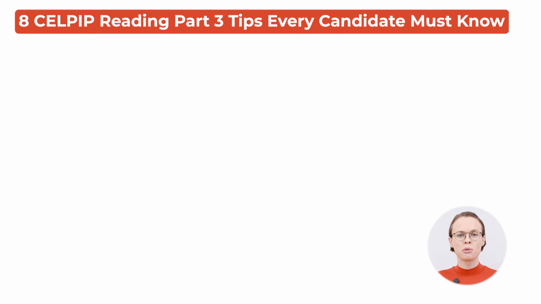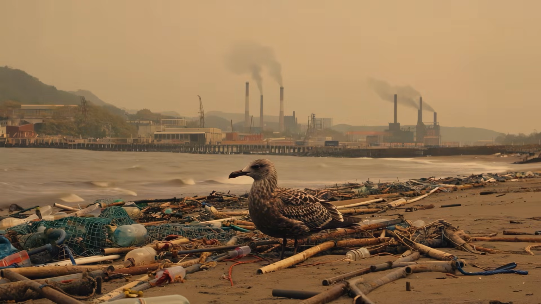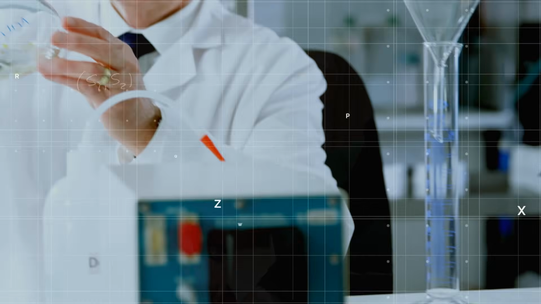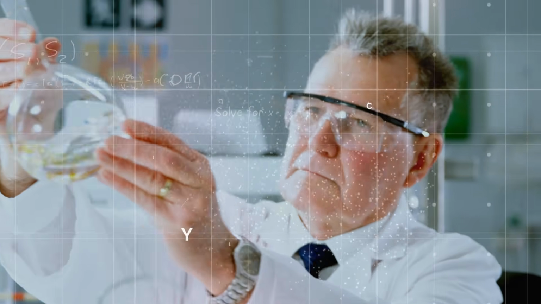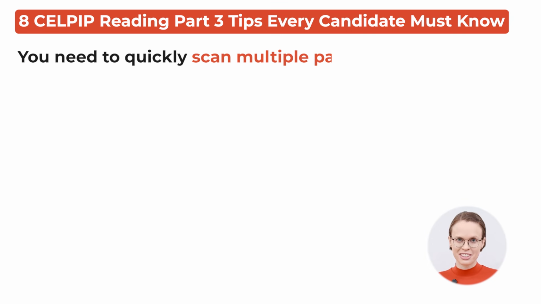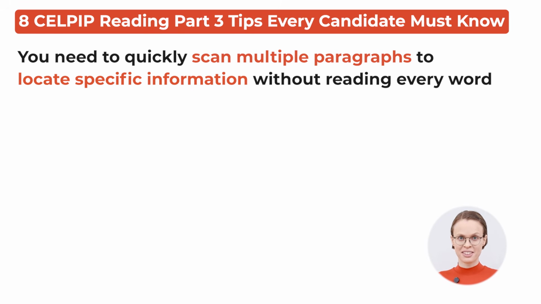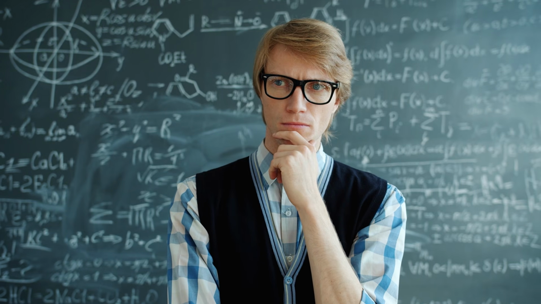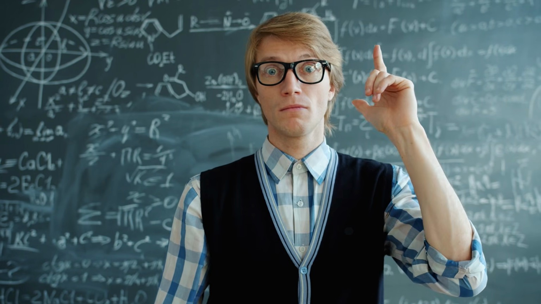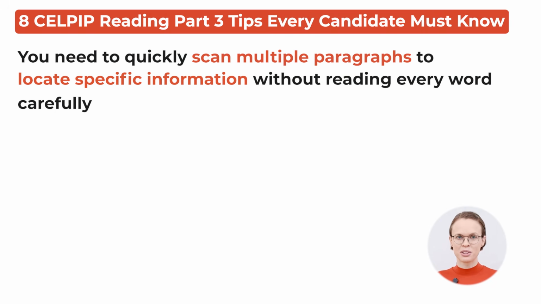The passage format can vary. You might encounter an article about environmental issues, a discussion of workplace trends, or an explanation of scientific concepts. The key challenge here is that you need to quickly scan multiple paragraphs to locate specific information without reading every word carefully. Now, let's explore tips that will transform how you approach CELPIP Reading Part 3.